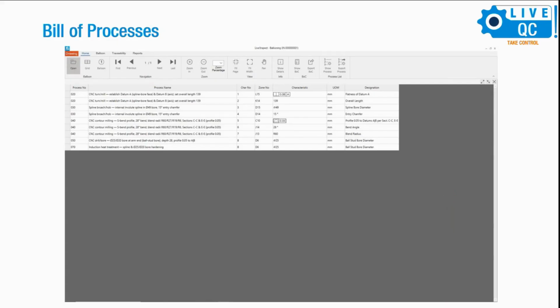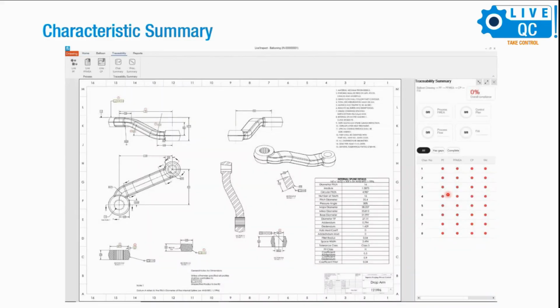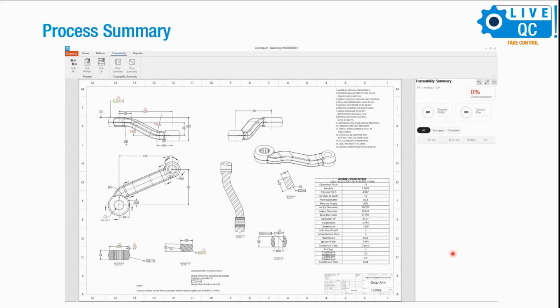Right? Now, everything is in the red on the right side. Did you notice that? Because we have not connected it to the rest of the things. When you connect it, then everything comes in with the dot: Process FMEA, process flow, control plan, and FAI. So none of them are connected. So overall compliance is 0%.